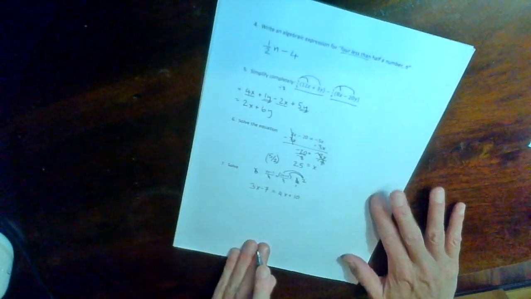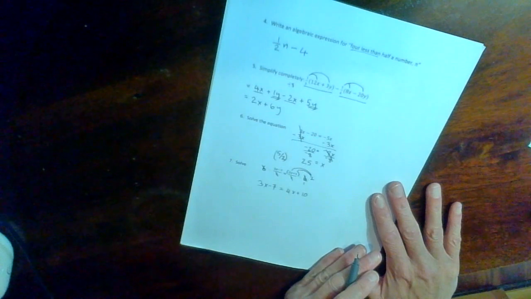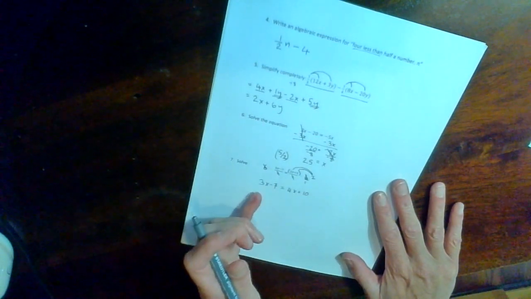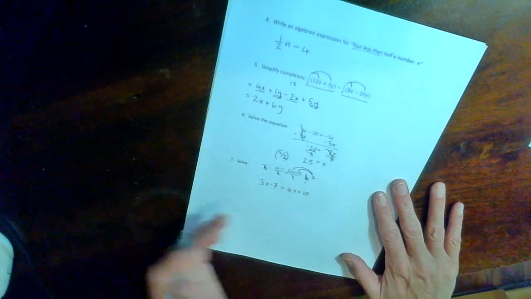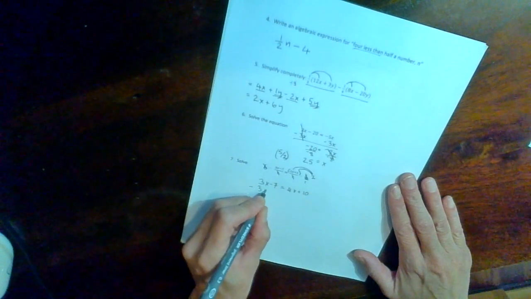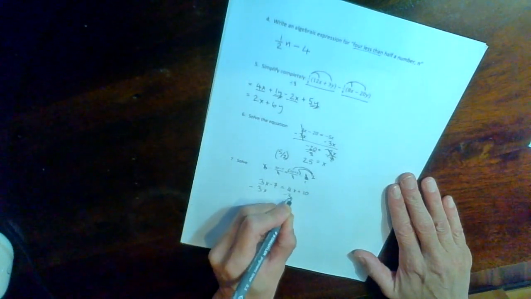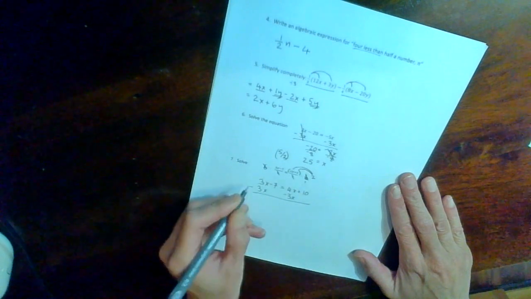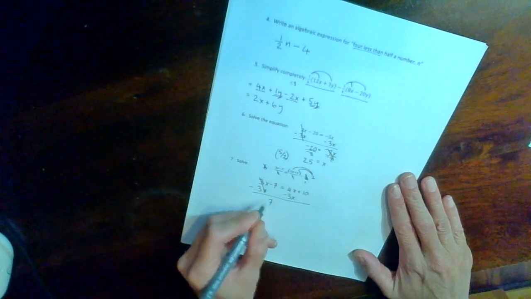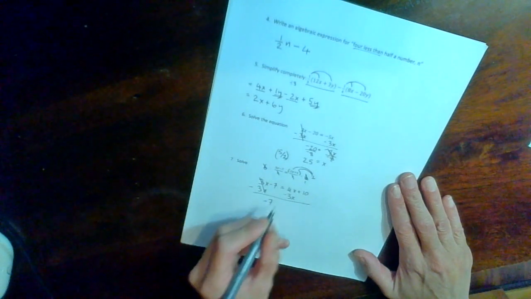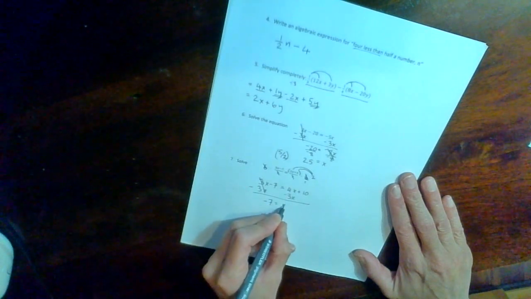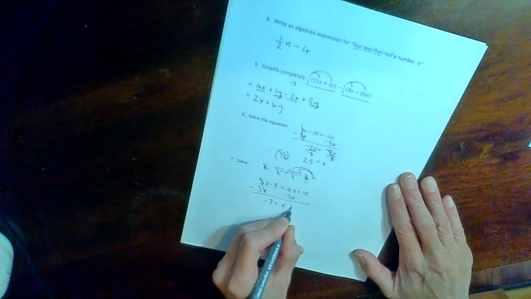Now I want my variables all on one side and the numbers all on the other side. I normally put the variables on the side that will make the variables positive. So if I take away 3x on both sides, that will work to do that. Okay, 3x minus 3x is nothing. I'm left with negative 7 equals 4x minus 3x, which is just x, plus 10.